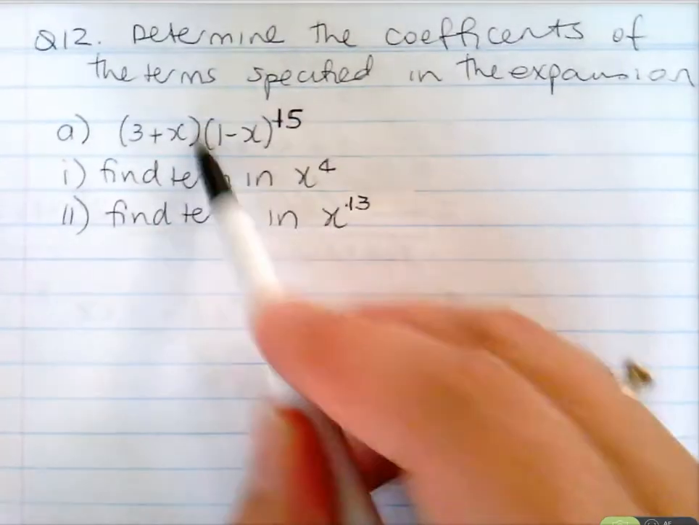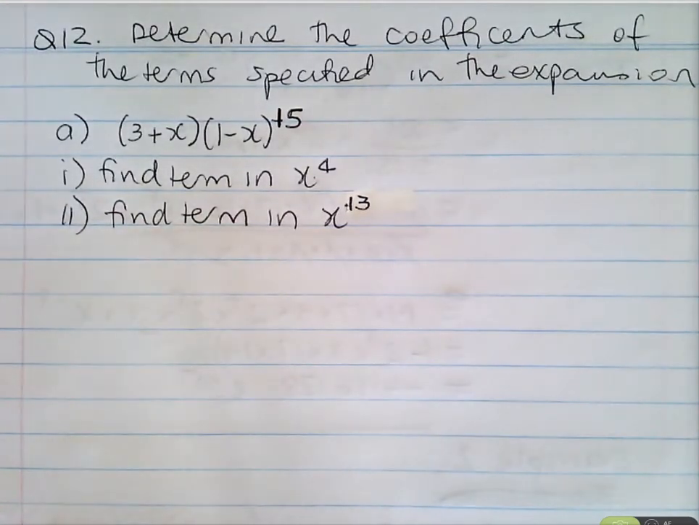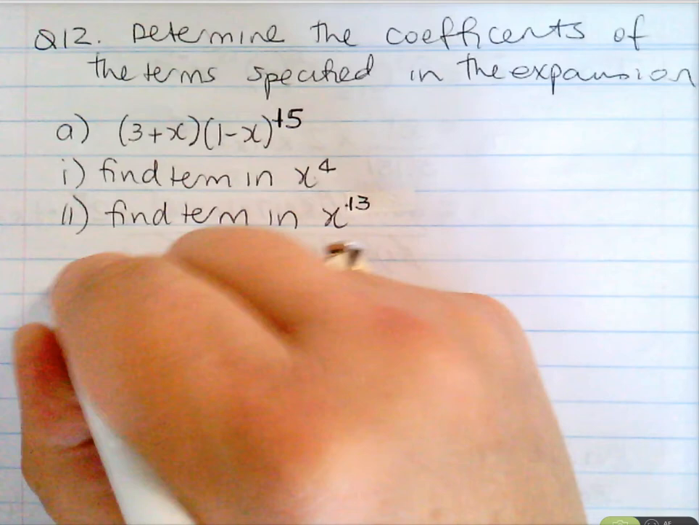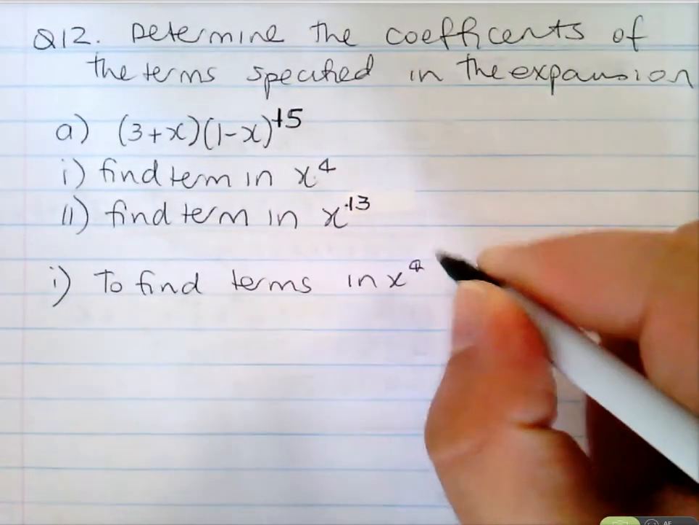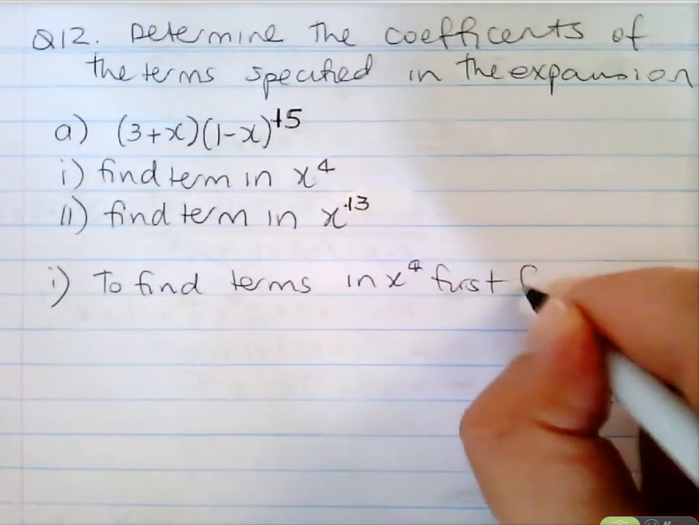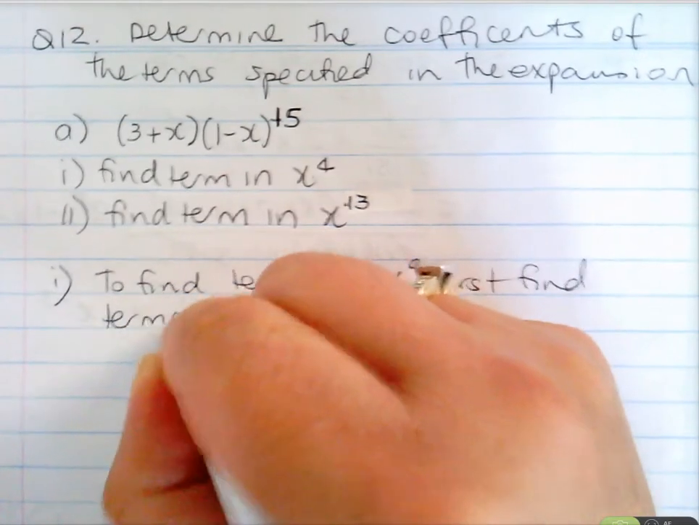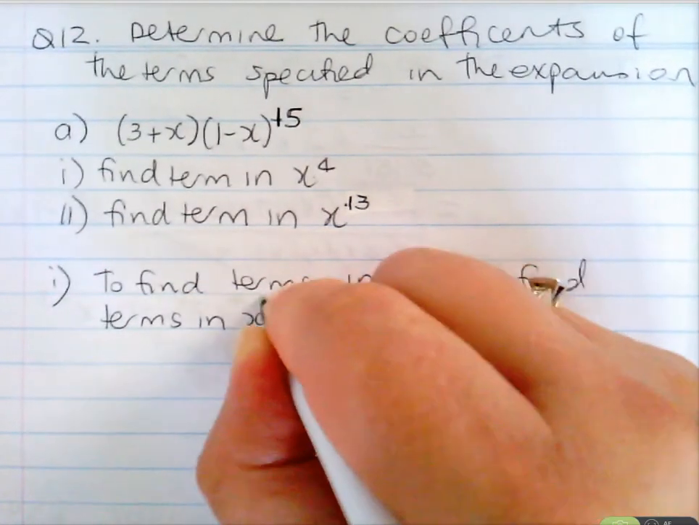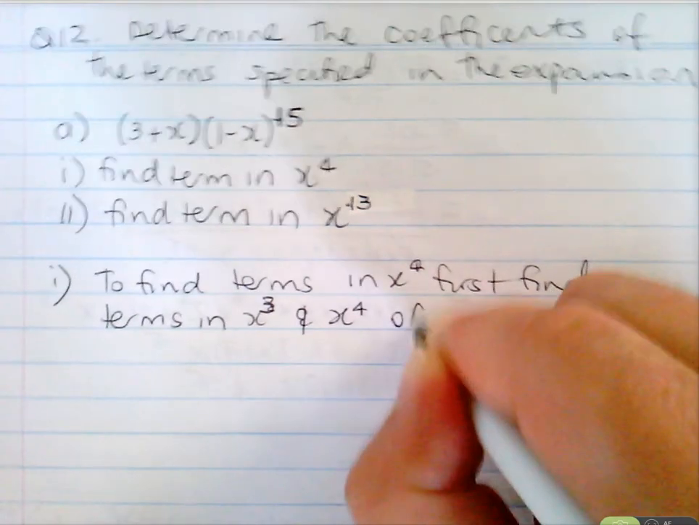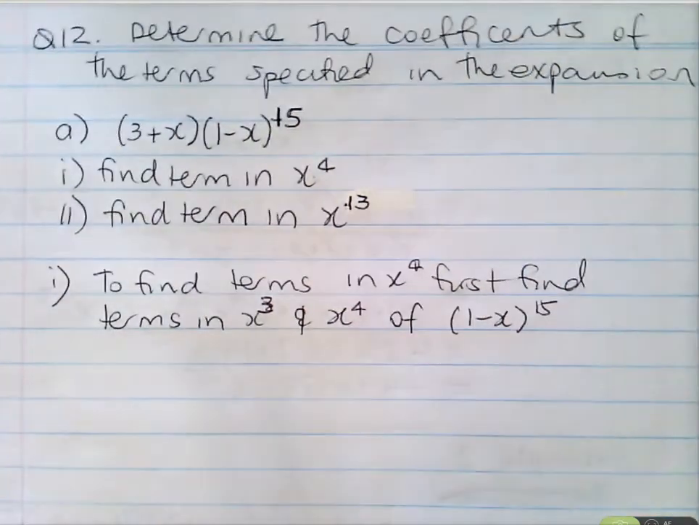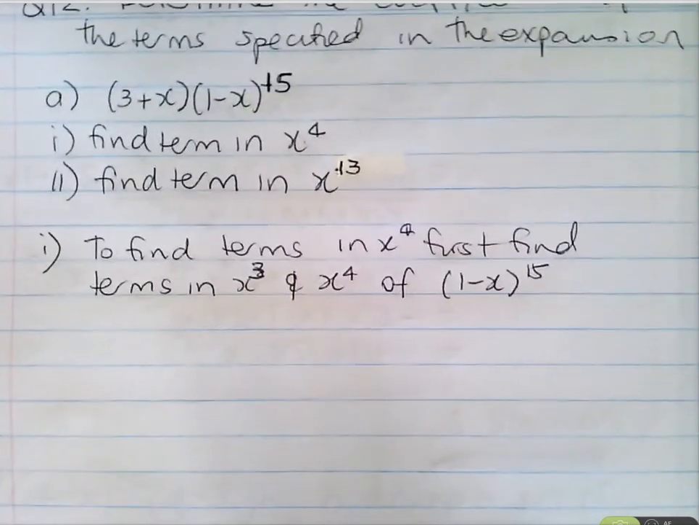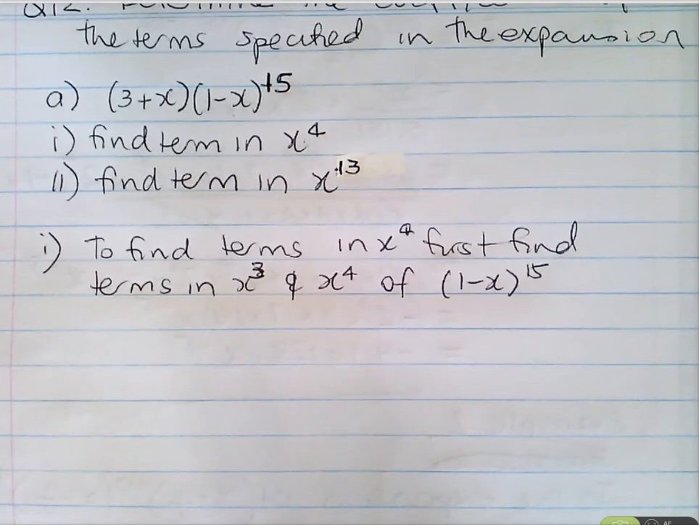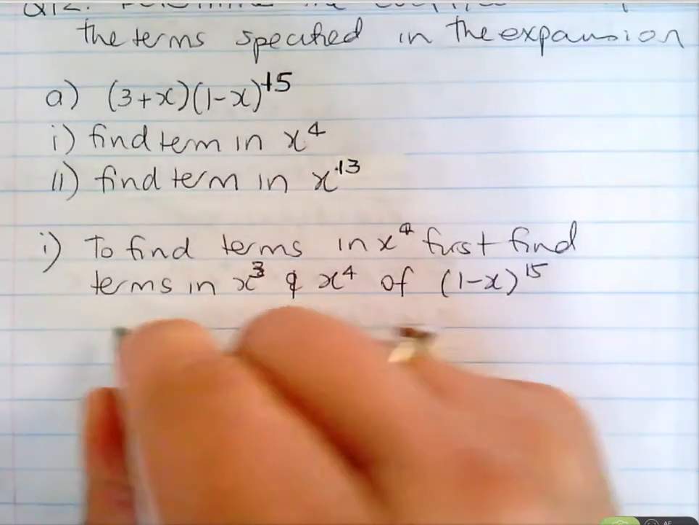So I'm just going to find the terms in x cubed and x to the 4. So to do part 1, to find the terms in x to the 4, first find the terms in x cubed and x to the 4 of the expansion 1 minus x to the 15. Now, girls, we don't need general term business. This is just an easy expansion. Or you can go general term, it's fine, if you're a bit worried.